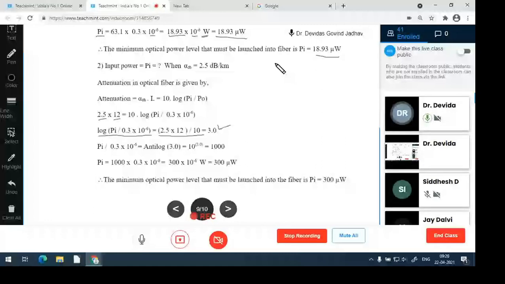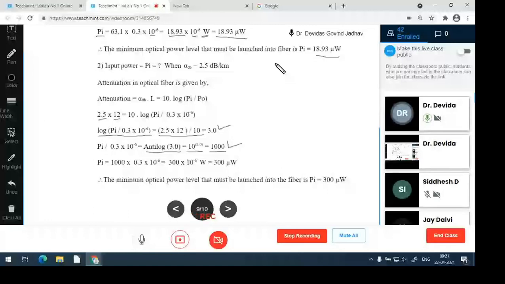So antilog of that will give Pi divided by 0.3 into 10 raised to minus 6. Antilog of this log will give this value, and take antilog of this side also, antilog of 3. So Pi upon 0.3 into 10 raised to minus 6 is antilog of 3. It is 10 raised to 3, so 10 raised to 3 is 1000.